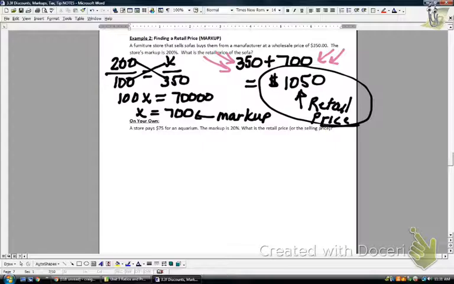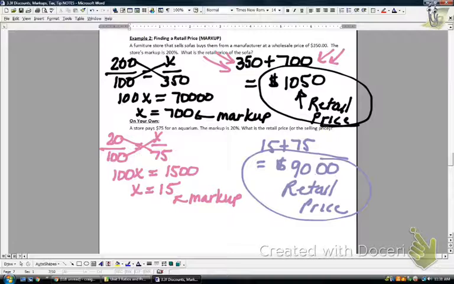Okay, let's look at the on your own. A store pays $75 for an aquarium. The markup is 20%. What is the retail price or the selling price? Go ahead and pause the video and work that out, and then come back and check your answer.